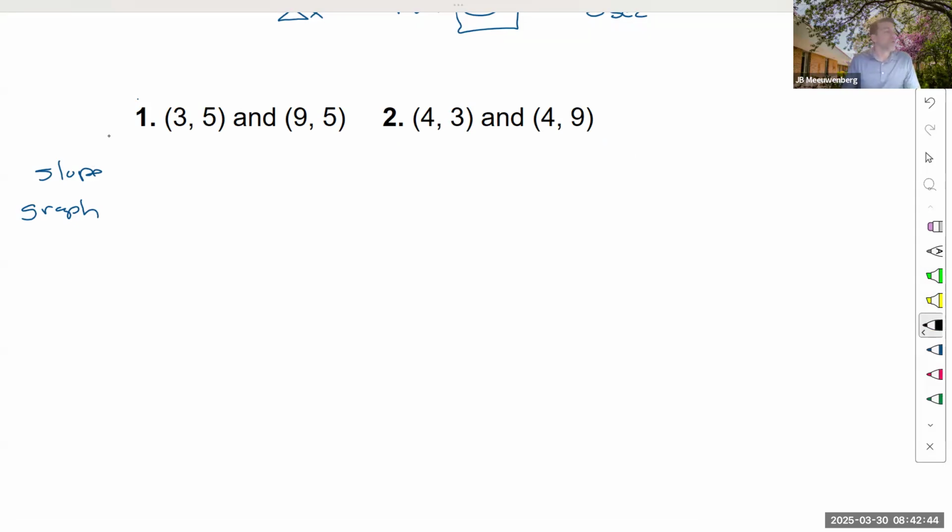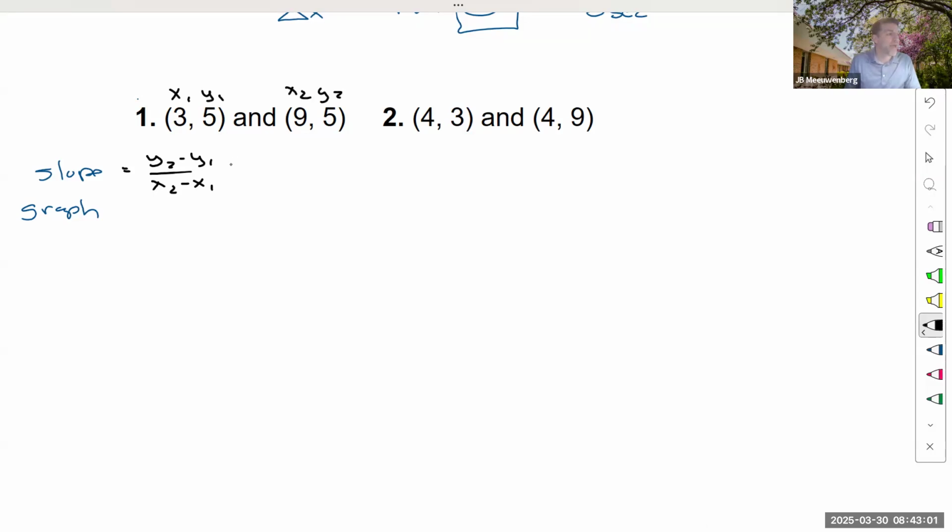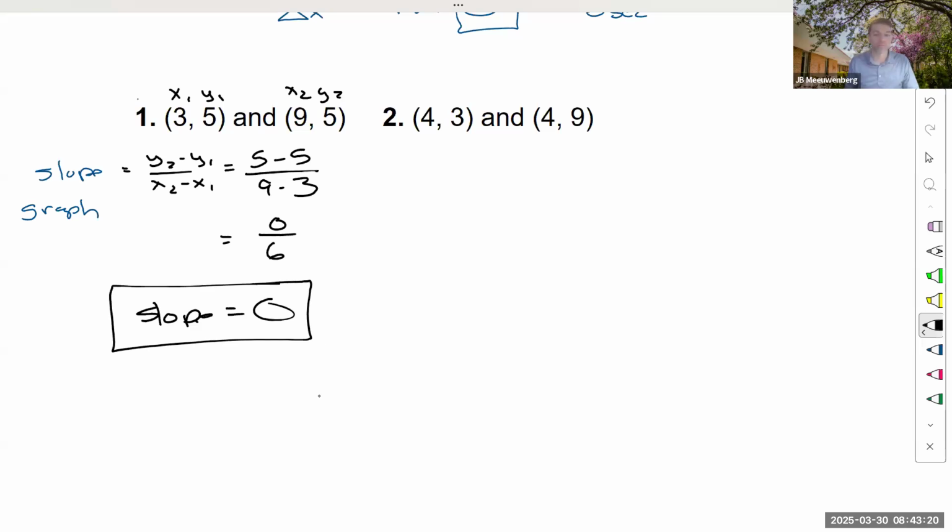So the first one, when we use our slope formula, if you remember, it's y sub 2 minus y sub 1 over x sub 2 minus x sub 1. So I'll label them x1, y1, x2, y2, and that will be equal to 5 minus 5 over 9 minus 3. When you simplify, it's 0 over 6, and any fraction where 0 is in the numerator is equal to 0. So we say that the line between these 2 points has a slope of 0. We'll go back to the graph in a minute.